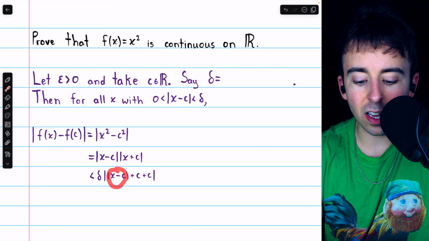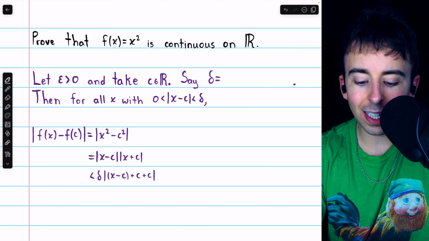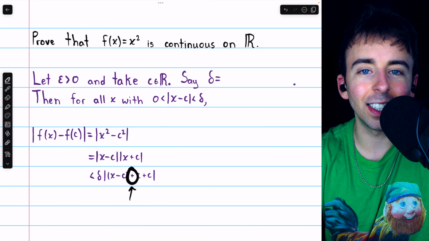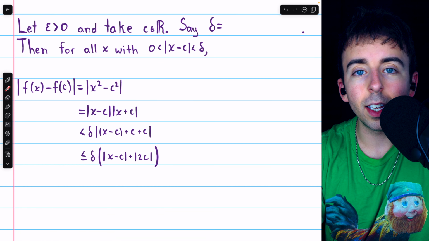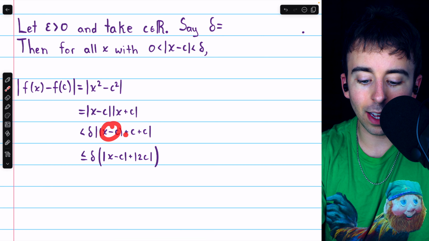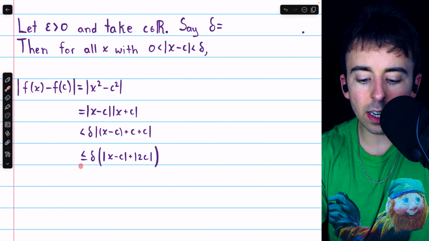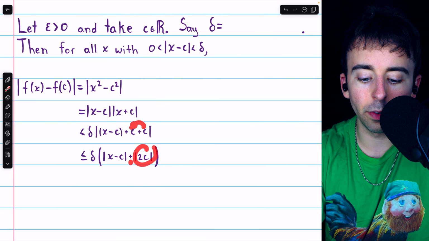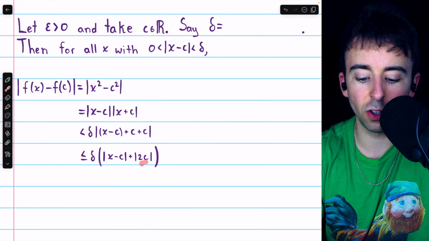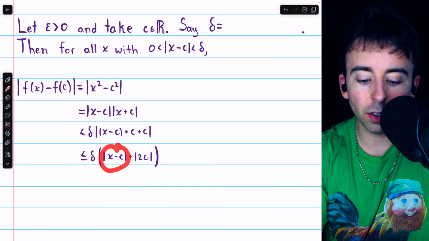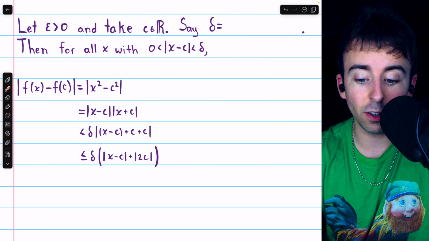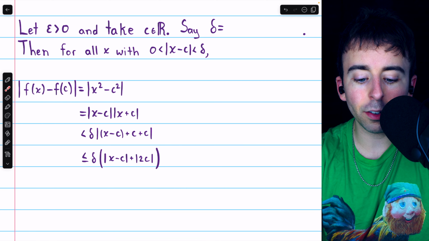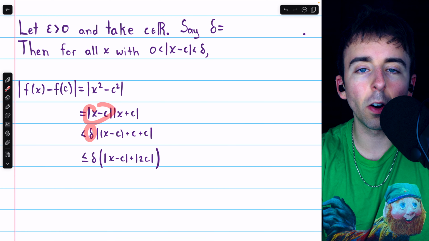Now, x minus c we can view on its own and split this expression across that addition using the triangle inequality. By the triangle inequality, the absolute value of this plus this is less than or equal to the absolute value of this plus the absolute value of c plus c, which of course is 2c. So now we have the absolute value of x minus c, which we can control because it's less than delta. Now, we could replace the absolute value of x minus c with delta, just like we did earlier.